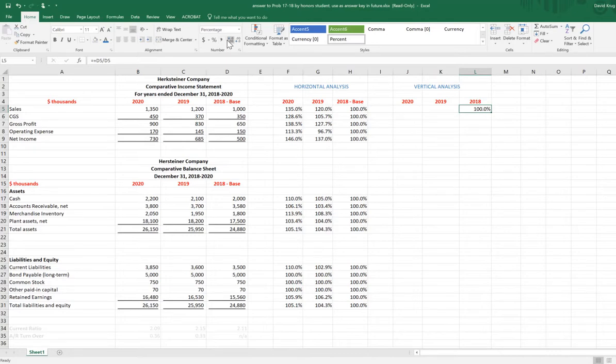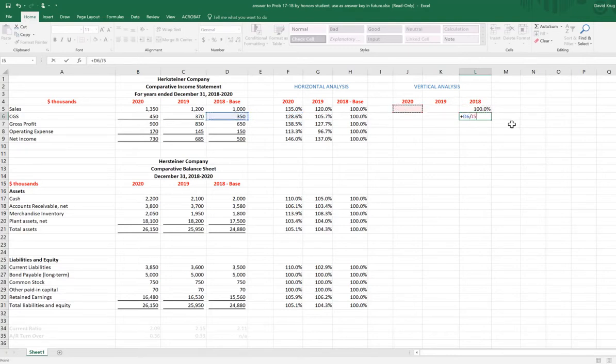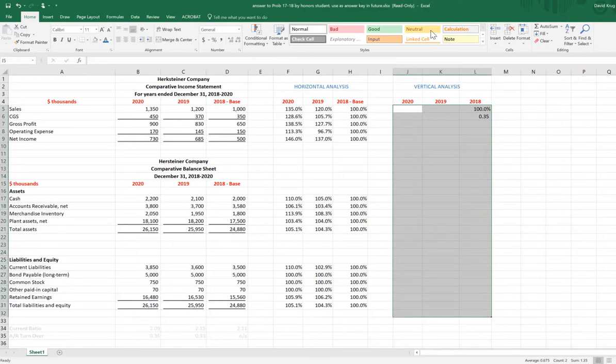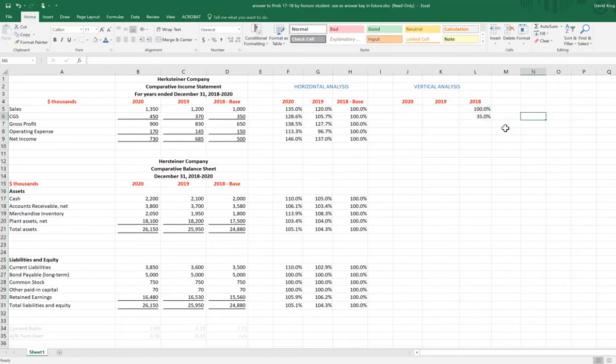I want to change that to percent. I want to add a decimal. Okay, so then what I would do is I would take this divided by total sales. That should be 35%. Let's just format this all so we don't have to keep doing that. Okay, now that's going to get old having to retype that.